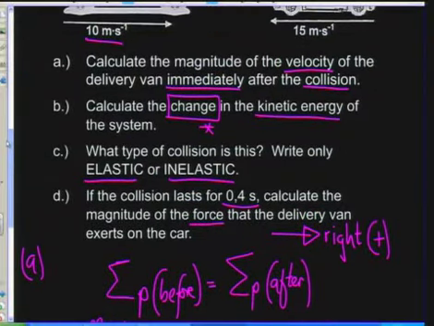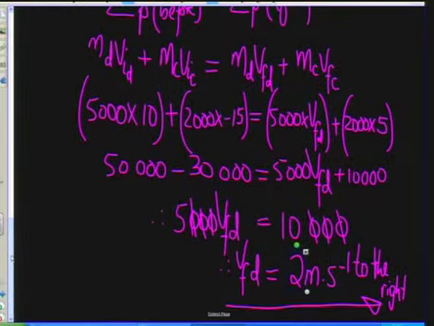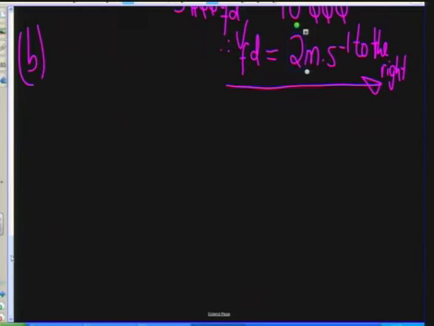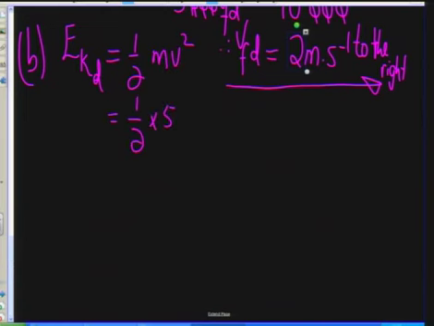Coming to number B, calculate the change in the kinetic energy of the system. Now, how do we calculate the kinetic energy? The system means both the cars. So EK for the delivery van will be equal to half mv squared. That will be half times the mass, 5,000, times it's moving at 15, squared.